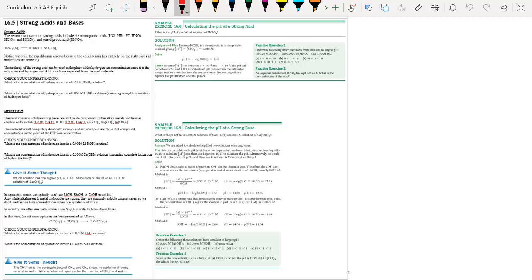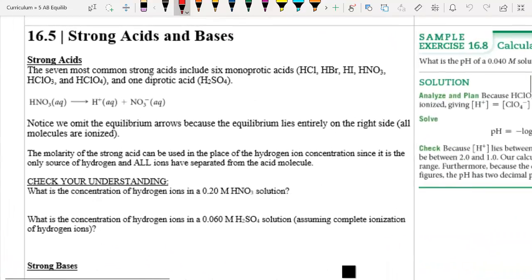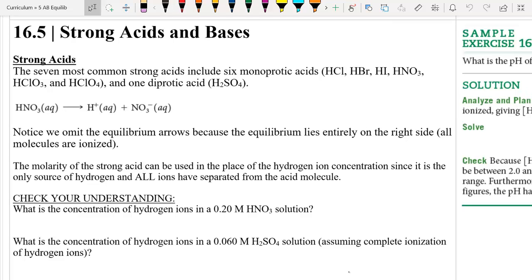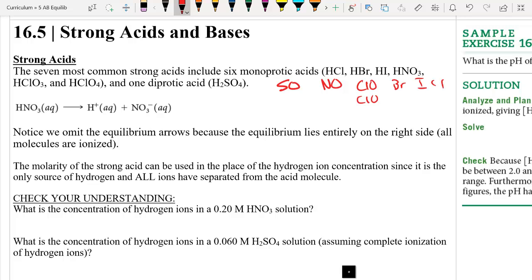Okay, let's go ahead and get into our next topic. It's 16.5, strong acids and bases. So beginning this, just want to make sure that you have a reminder of which acids are strong. We have 7 common ones, and we have a mnemonic device here, which is "so, no, close, and brickle." So no, close, brickle.